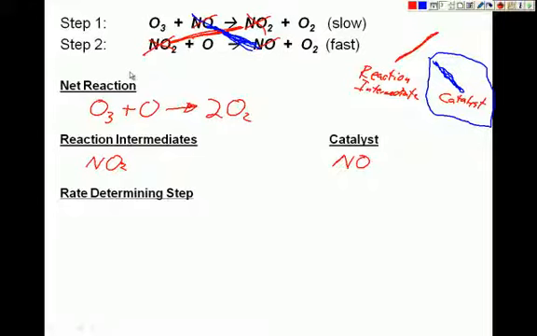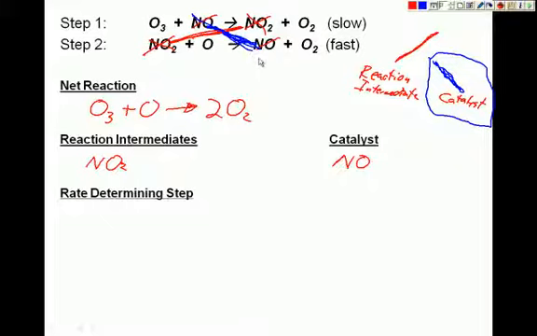The other way you can think of a reaction intermediate is you don't start with reaction intermediates and you do not finish with reaction intermediates. However, with catalysts, you do start with catalysts and you do finish with catalysts. We see here we start with NO and we also finish with NO.